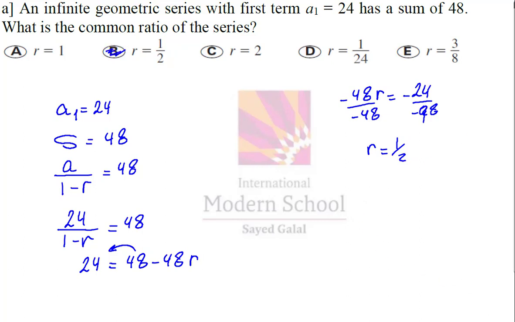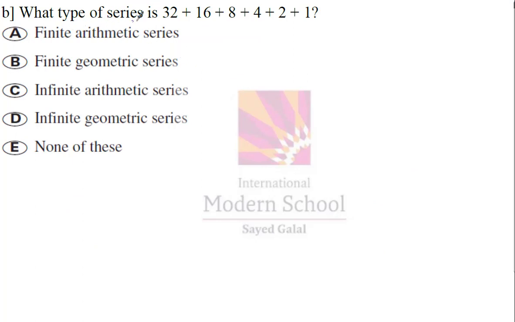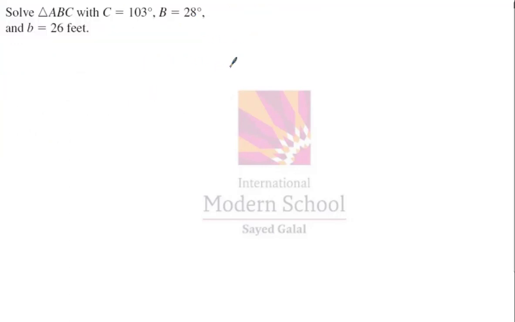Number 2. What's the type of the series? 32 plus 16 plus 8 plus 4 plus 2 plus 1. The ratio between any term and its preceding term is constant, then it's a finite geometric sequence. Then the answer is B.